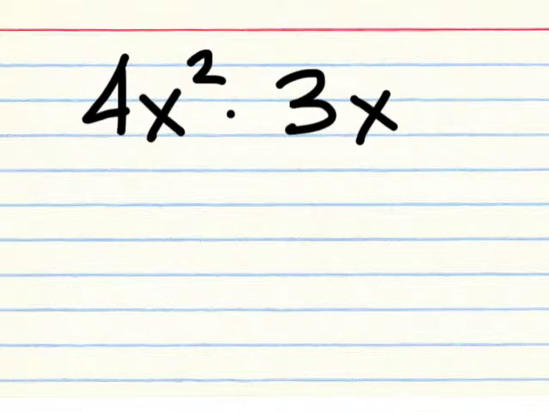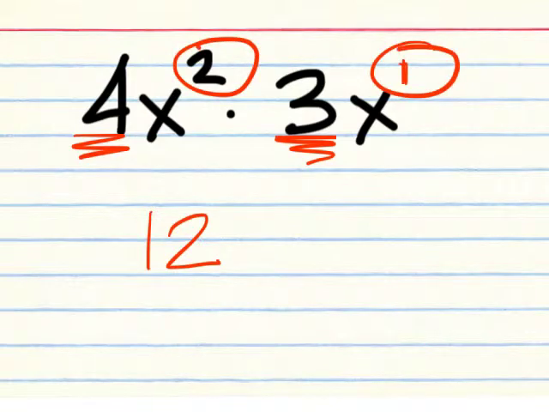4x squared times 3x. Multiply the coefficients first to get 12, and then add the exponents on the x's. 12x to the third is the answer.